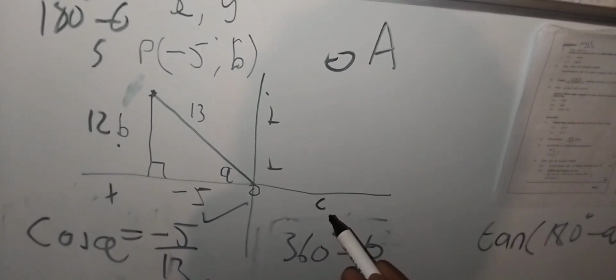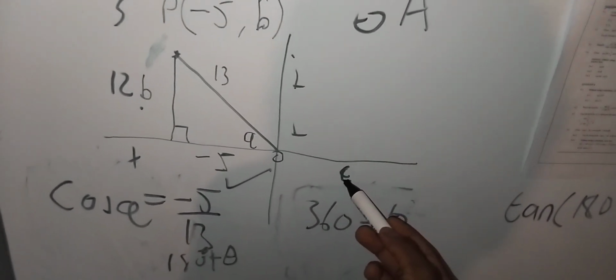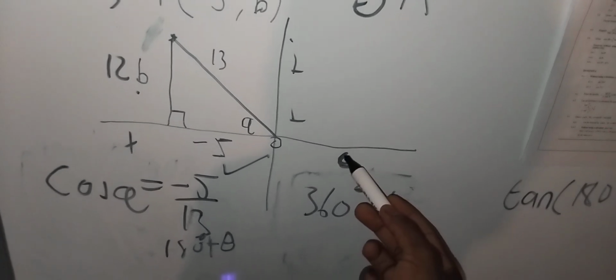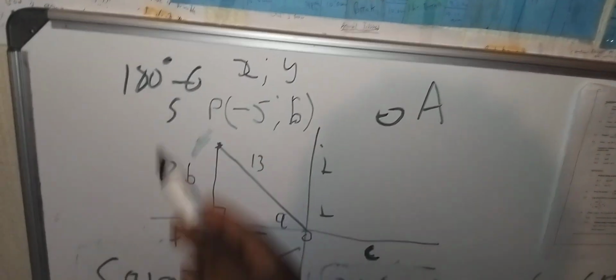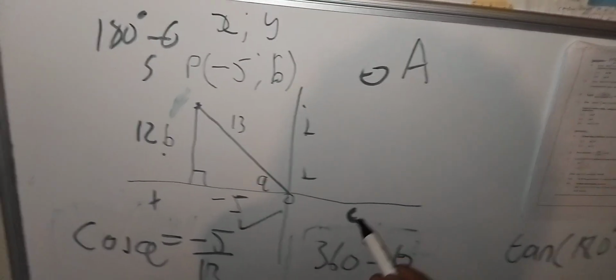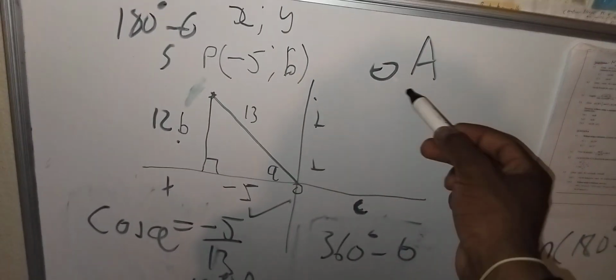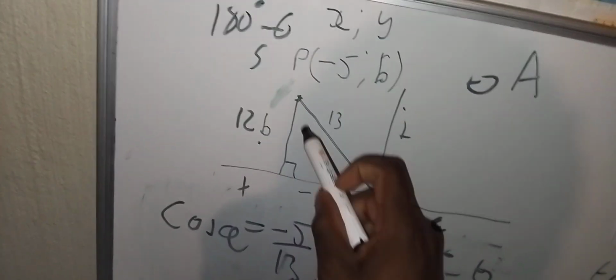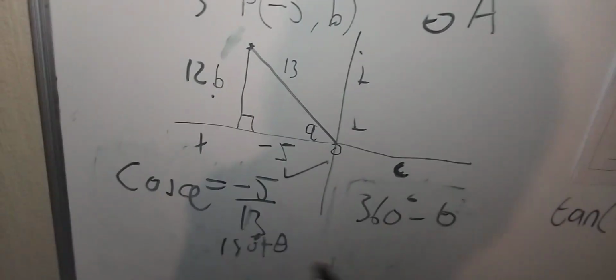If we move anti-clockwise from this side, you'll see that it's a CAST diagram for everything. So you have cos, then all the trig ratios that are positive, sine is positive there and all the other trig ratios are negative, tan is positive there and all the other trig ratios are negative. Now let's look at this.